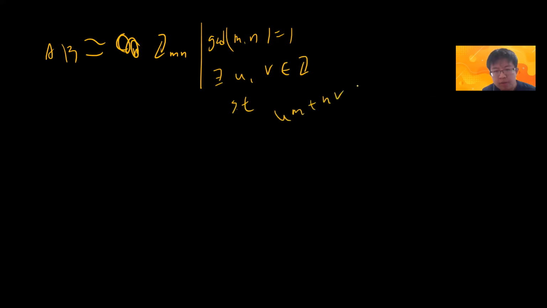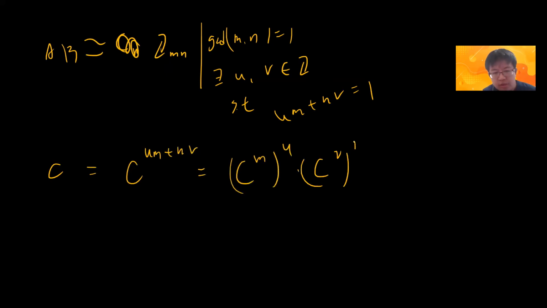But we know that there is a theorem, go back 2000 years ago. The Euclidean algorithm says that if m and n are coprime, right, there exist integers u and v such that um plus nv is 1. Which tells you that your original c, the generator c here, can be written as c^(mu+nv), which is c^(mu) times c^(nv). So now the identity here can be generated by a and b.